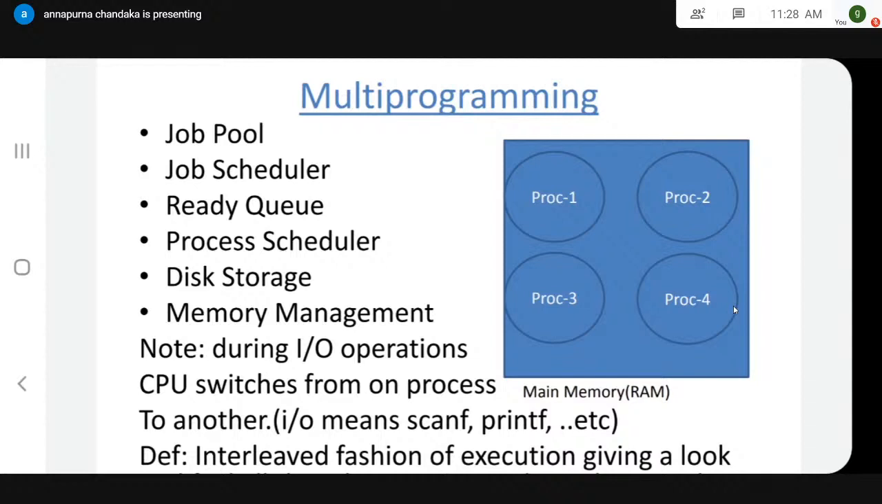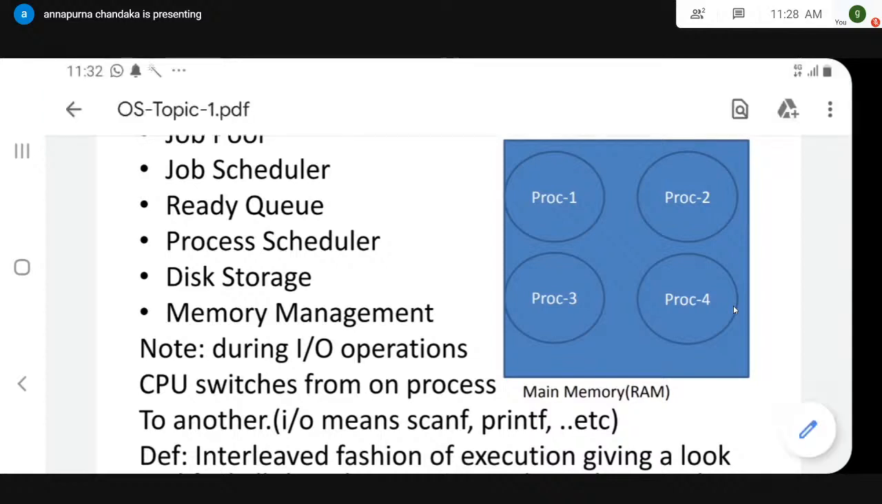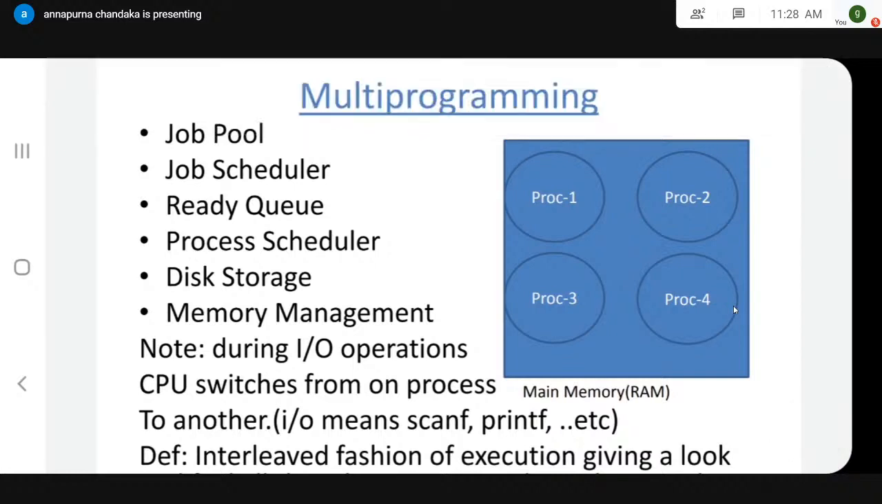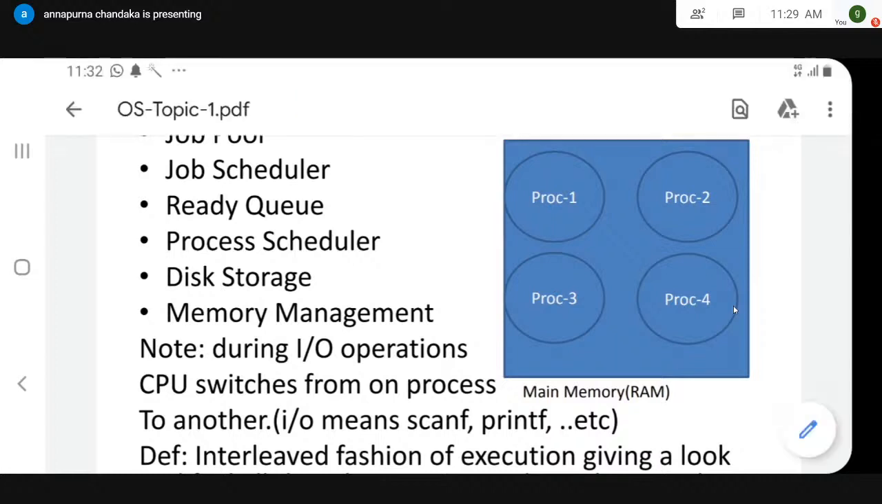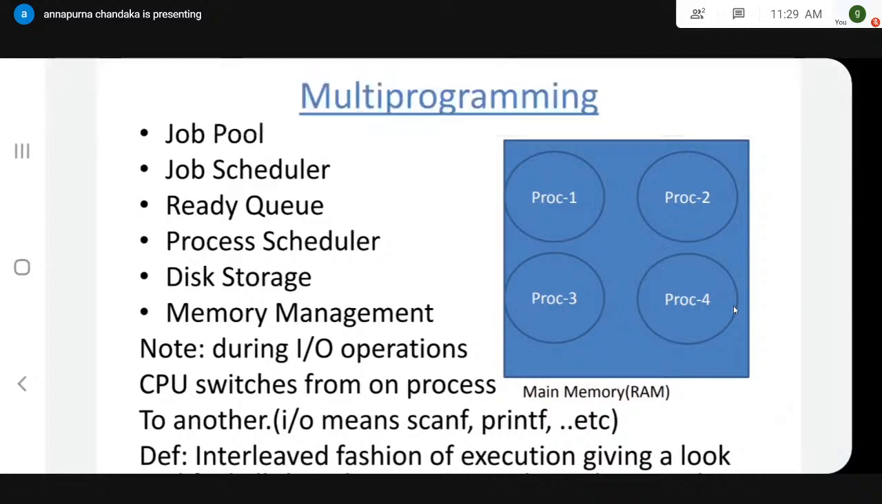in case the old stopped process has completed its IO operation, the CPU stops the present execution and gives control of the CPU to the old stopped process. This interleaved fashion of execution gives a look and feel that all the jobs are happening simultaneously. This kind of concept is called multi-programming. So it is simply defined as interleaved fashion of execution, giving a look and feel that all the jobs are happening simultaneously.